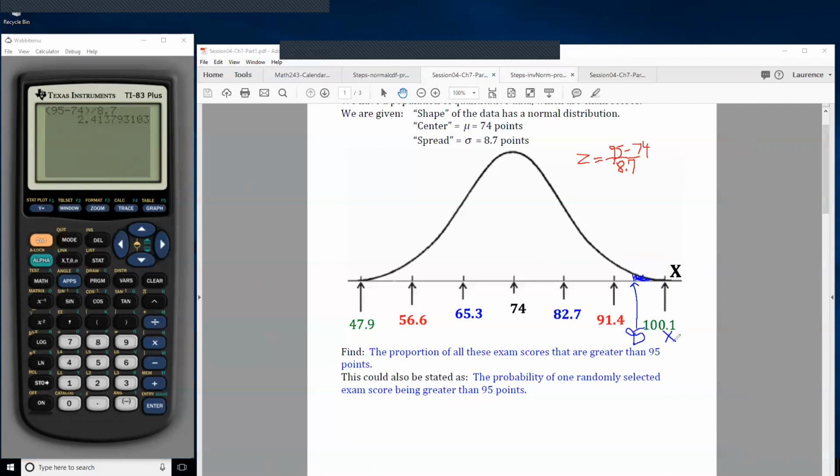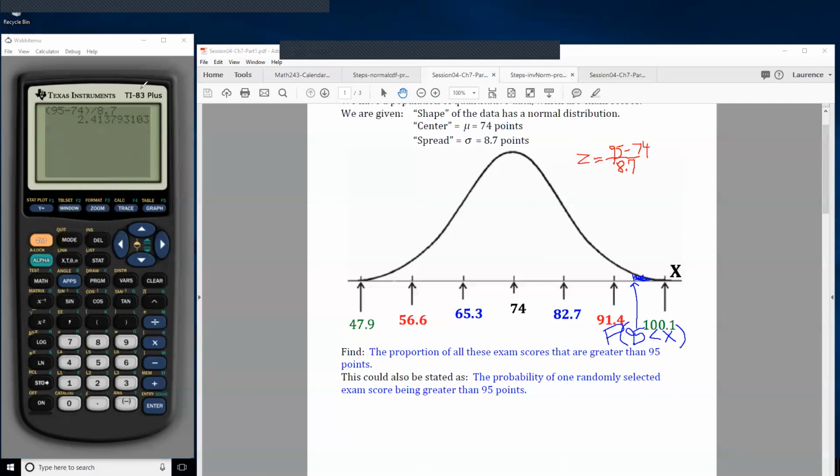Now, you compare the two. Whoever's farther to the right gets the big end of the inequality. Put your parentheses around it, and a capital P in front. But that's your shorthand notation for the proportion of all exam scores that are greater than 95 points. Happens to also be the notation for the probability of one randomly selected exam score being greater than 95 points.